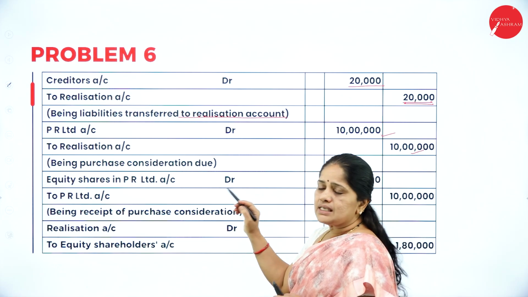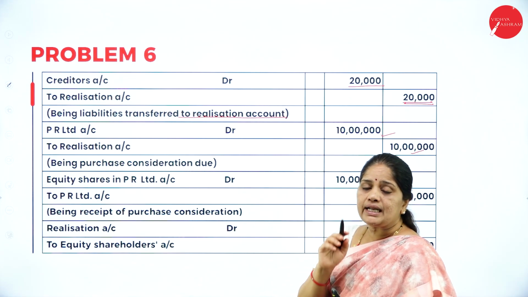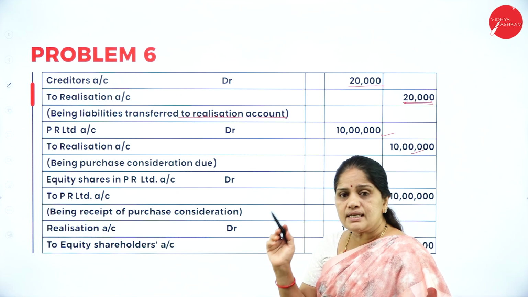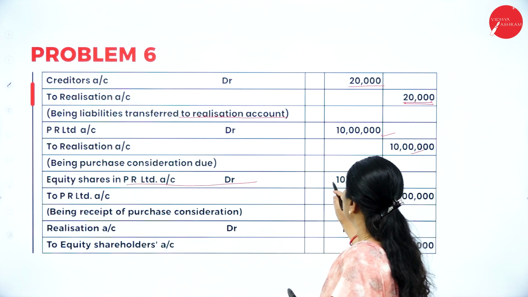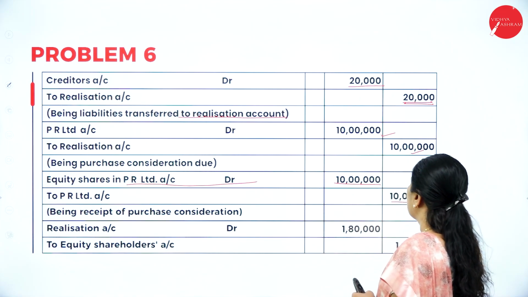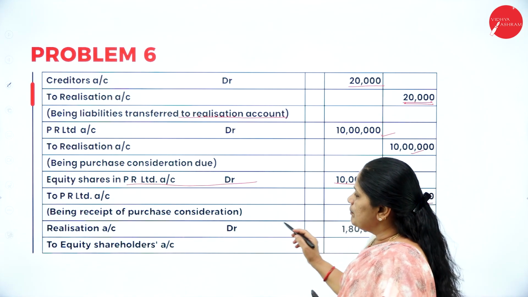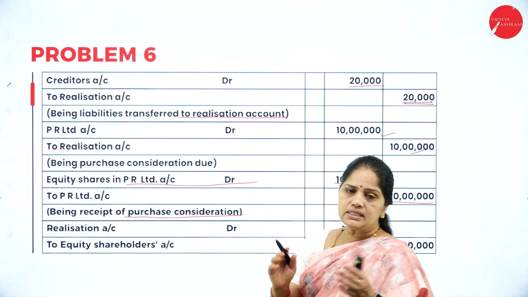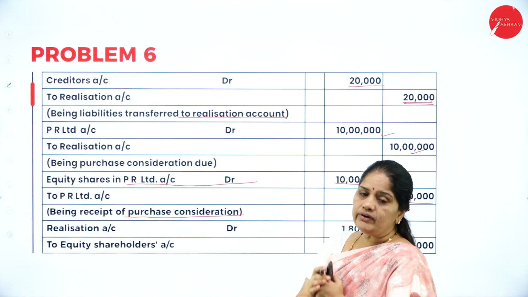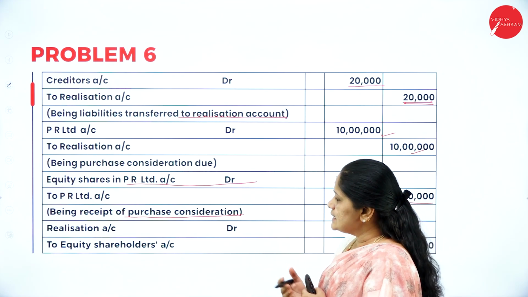Then this purchase consideration is paid in the form of equity shares in PR Limited. So equity shares in PR Limited account debtor 10 lakhs to PR Limited account 10 lakhs, being receipt of purchase consideration. So this is purchase consideration received. So we are writing this entry.